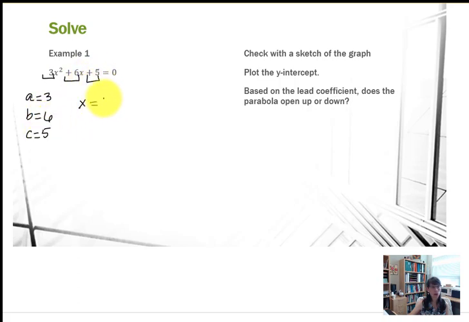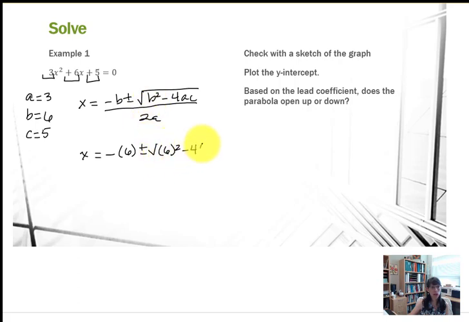So using our quadratic formula, x equals minus b plus or minus the square root of b squared minus 4ac, all divided by 2a. So our x value now is going to be equal to negative times b, which is 6, plus or minus the square root of b squared, that would be the quantity of 6 squared, minus 4 times a, that's 3, and c is 5. All divided by 2 times a, that's 2 times 3.